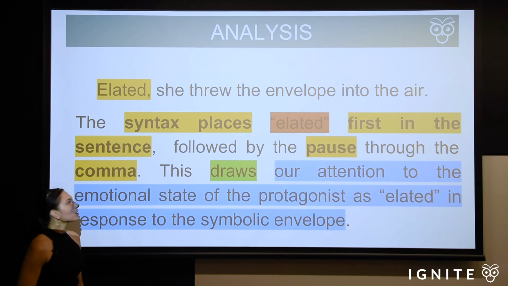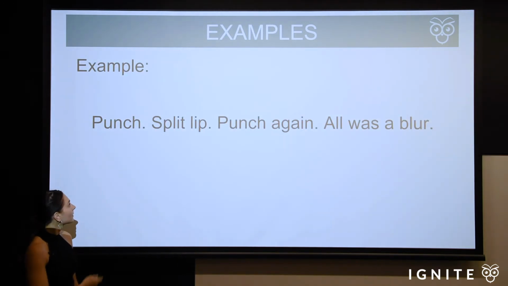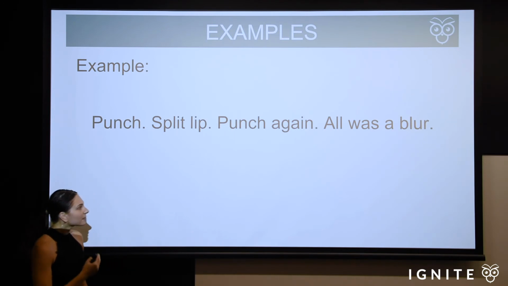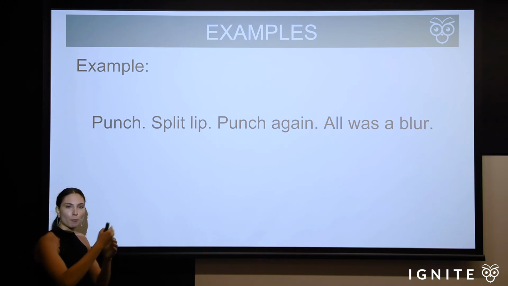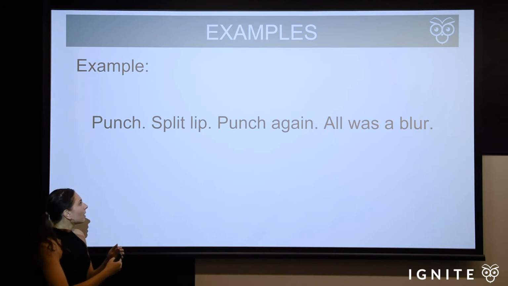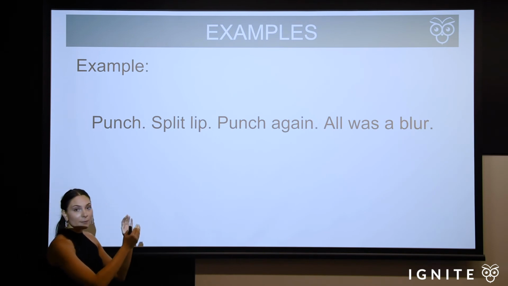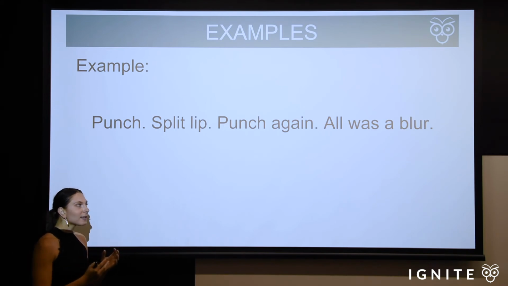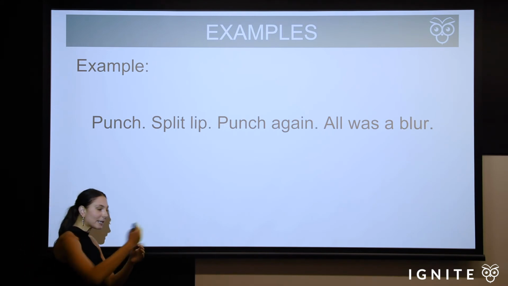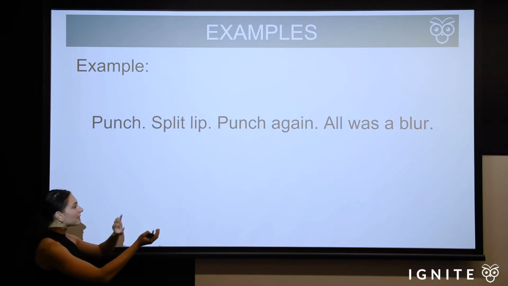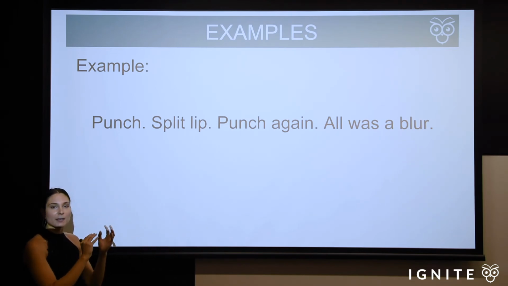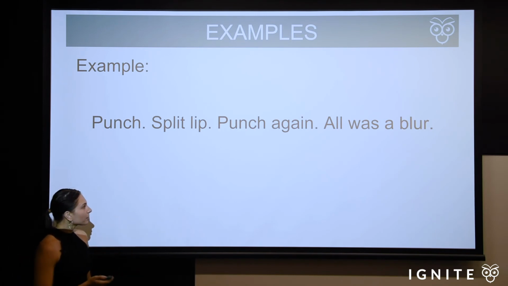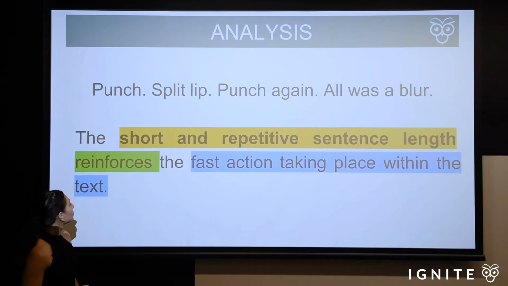Let's take a look at a different type of sentence. It reads, "Punch, split lip, punch again, all was a blur." Here, the syntax is an example of that short and repetitive sentence structure. All of the sentences are similar in their length, and as a result, you get this sense of action in what's occurring. In violent or action scenes, it wouldn't really make sense to have that calm, elongated sentence structure. So again, you can see the syntax, as short, fast, and repetitive, is quite symbolic or reflective of what's going on within the text. If we were to analyze it, this is what we would do.